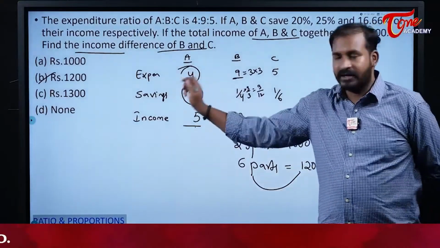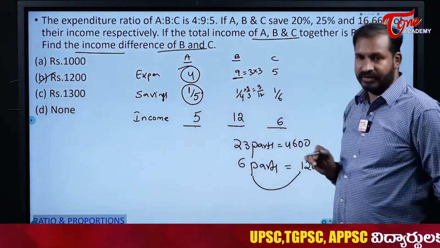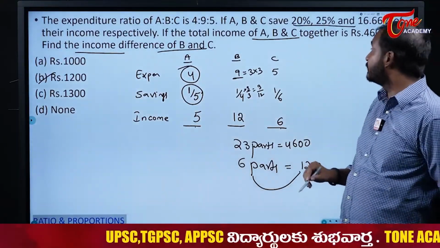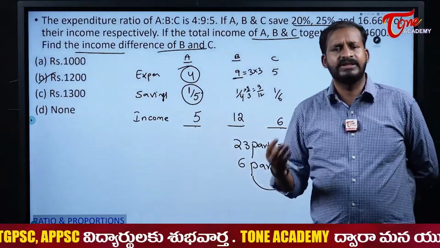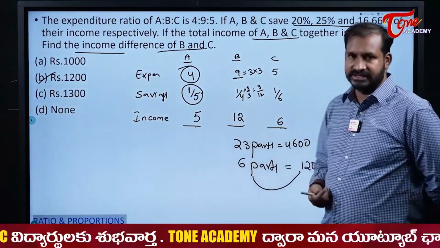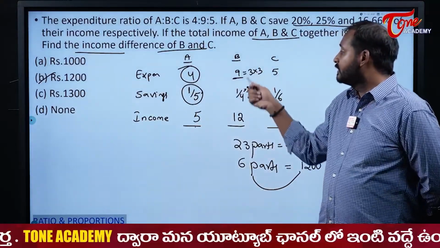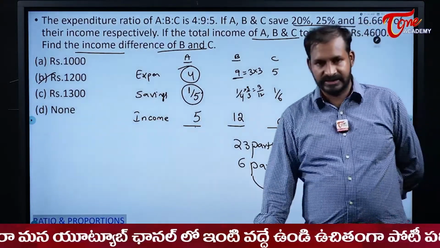See, first of all, we have written the expenses. They gave in the question 4:9:5. And when it comes to the savings, they gave it as 20%, 25% and 16.66%, which is nothing but 16 2/3%. I have written it as 1/6. Now, please observe the savings of A is 1/5. Savings of B is 1/4, why? Because 25%, and savings of C is 1/6.